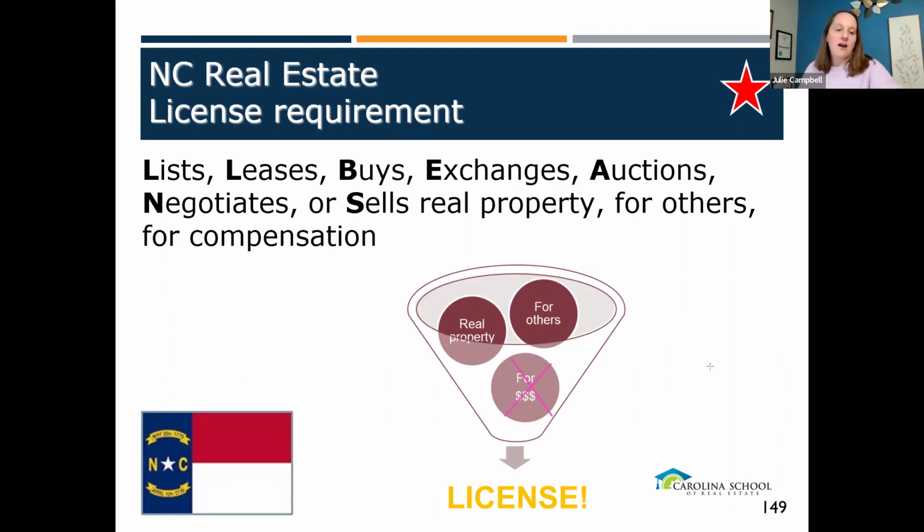And the question I need you guys to ask yourselves is, are we looking at the transfer of real property, these activities? Some like to remember LL Beans: list, lease, buy, exchange, auction, negotiate, and sell. Real property for others for compensation. And in North Carolina, if all three, we must have a license.